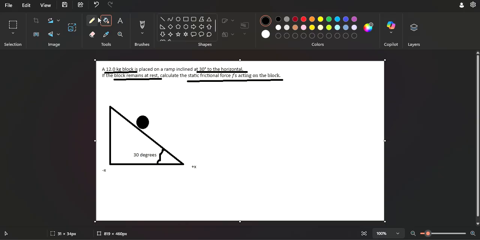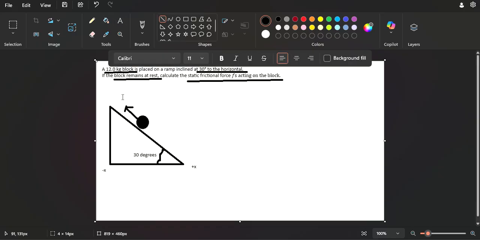Our first force in this case will be static friction, which, as we know from the learn section on our website, always opposes the block's motion, and it is denoted by F of S. So we start from the block, we will draw a line this way. Make sure to label it as F of S, with an underscore to show the subscript S.